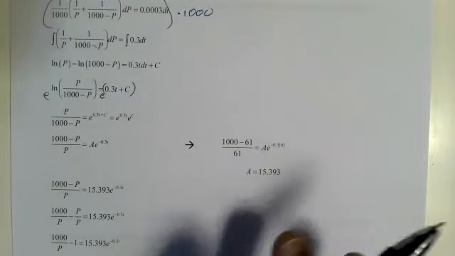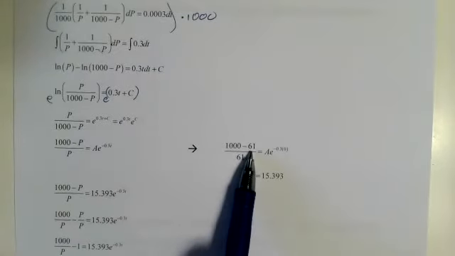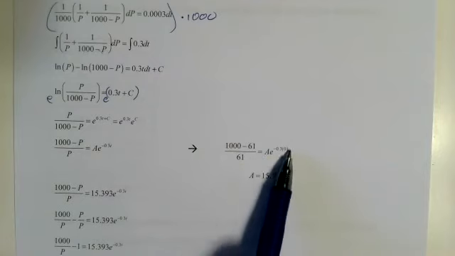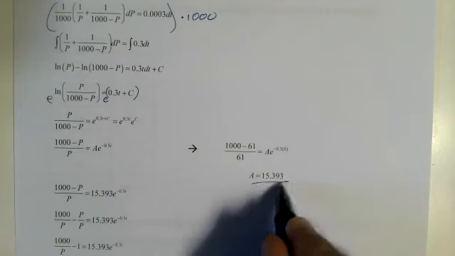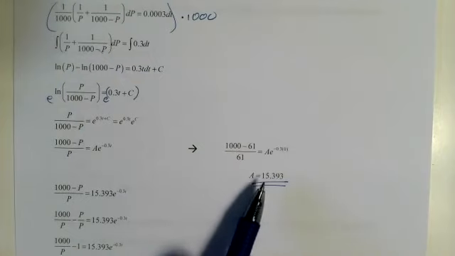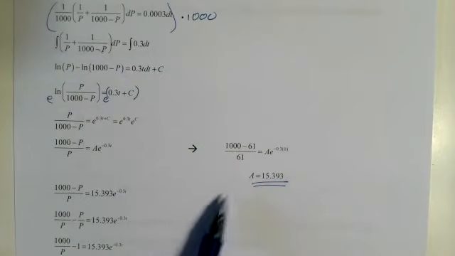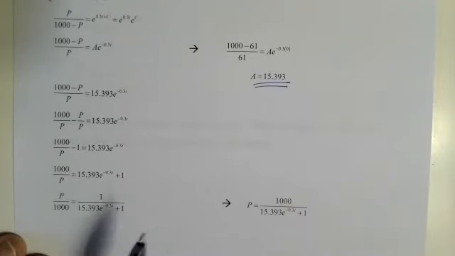Plug in the original value of 0, and we get 61. So the population is 61, plug in 0, e to the 0 is 1, so A is 15.393. Everybody, well, you started with 15. I thought you started with 61. Don't get hung up on that. We haven't even come close to what the formula is going to look like. Okay, so there we are. Now what do we do?